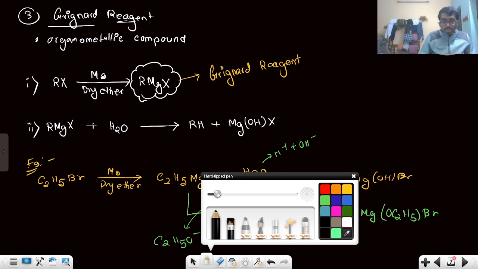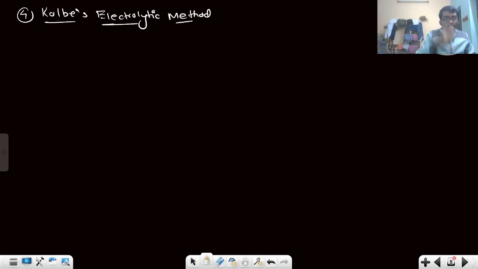Okay, let's move on to the next topic. Let's see what we have next. Kolbe's electrolytic method. You have learned electrolysis in class 10. In electrolysis in class 10 we have seen that there are two sets of reactions occurring. One is occurring at the cathode, one at the anode, right? They are giving some products to us.